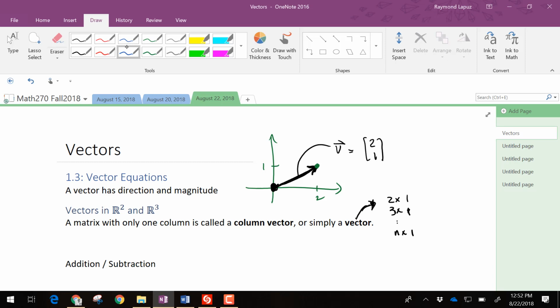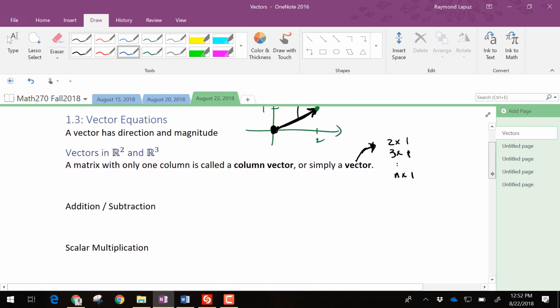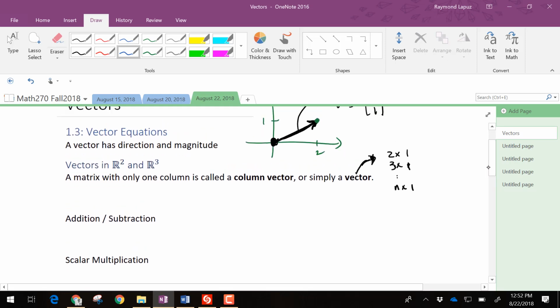Now, visually, these vectors would make sense for us to view in 2 or 3 dimensions. Anything beyond that, we won't be able to view, so you're just going to have to use the theory behind vectors and matrices to work with a 4 or 5 or 6 dimensional vector.